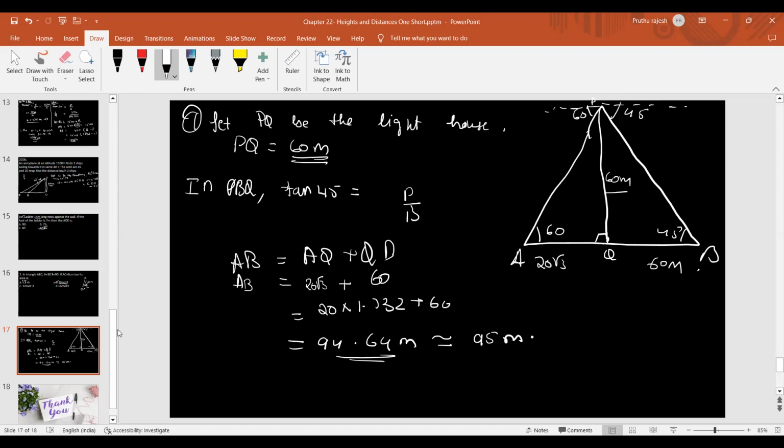So I hope you have understood heights and distances much clearer and easier now. So let us summarize what we have learned. We have learned to apply trigonometry to solve problems, and to define angle of elevation, angle of depression, and angle line of sight. I hope this video has made it clear about heights and distances and its applications.